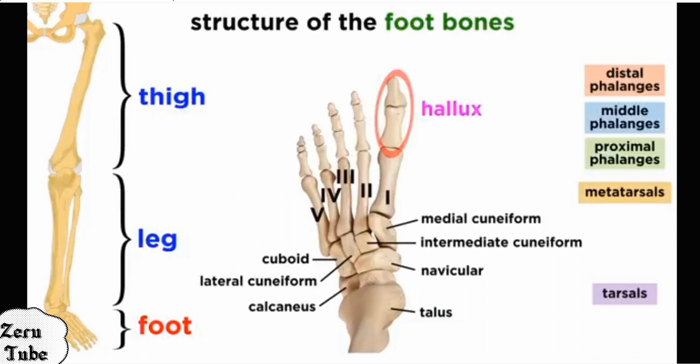Like the thumb, the great toe or the hallux also has 2 phalanges, the proximal phalanx and the distal phalanx.